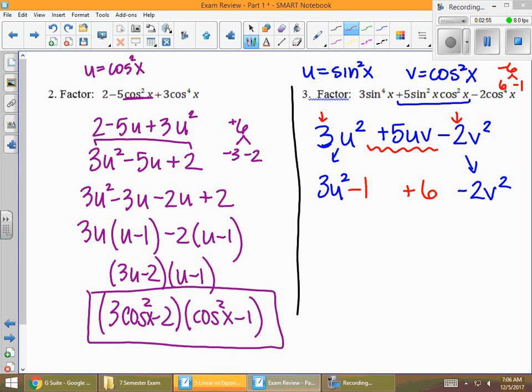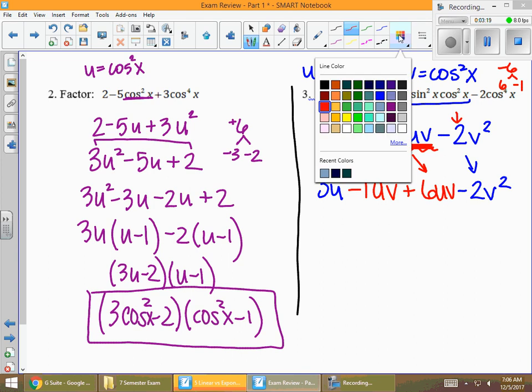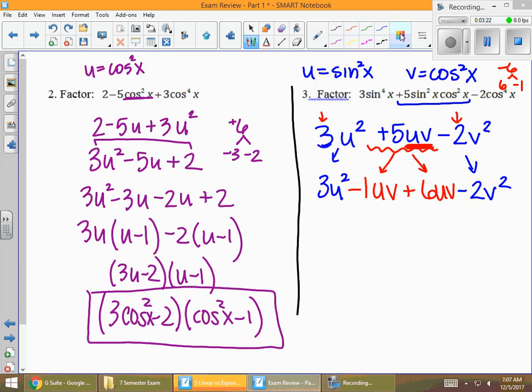Since my 5 had uv with it, these need uv's as well. Remember, the reason split the middle is so nice is that, one, it's a process, and two, each step is equivalent to the step above. 5uv is the same as negative 1uv plus 6uv. Those are equivalent, so we haven't changed our problem. Okay, next up, split it in half and GCF.